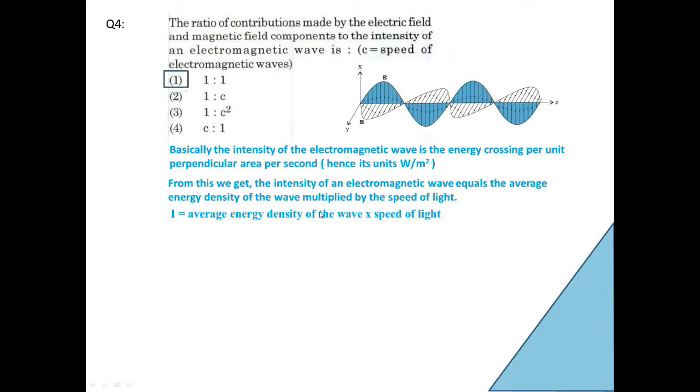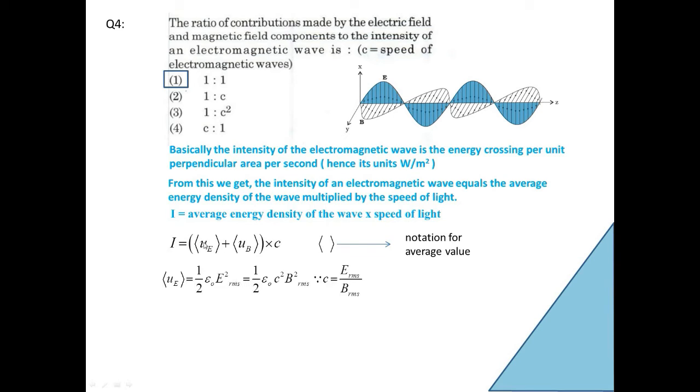This is what I just said: average energy density of the wave means average energy density of the electric field plus average energy density of the magnetic field. See this notation; this is a symbol for average value. Average value of the energy density of the electric field plus average value of the energy density of the magnetic field, multiplied by C, you will get intensity. This proof we are not giving here.